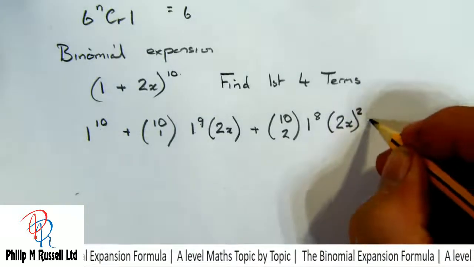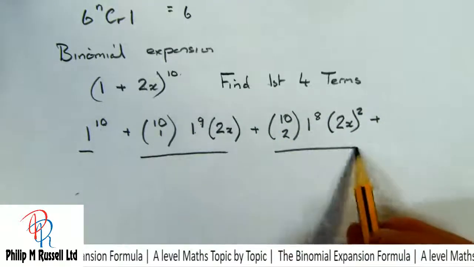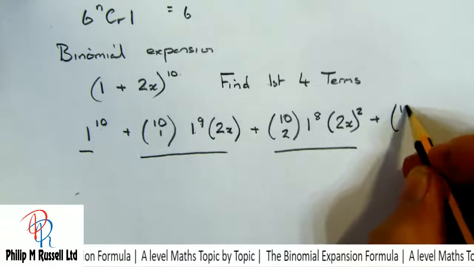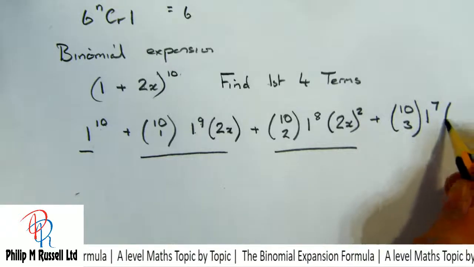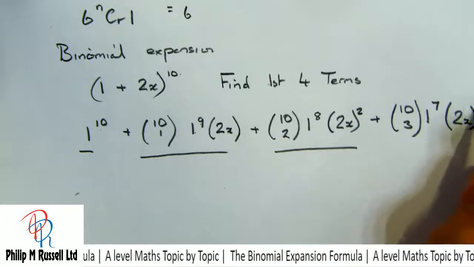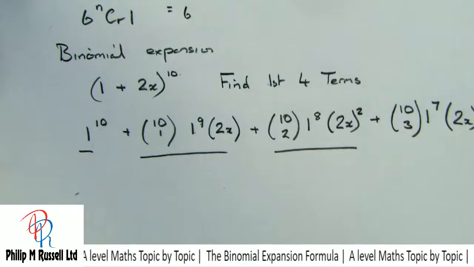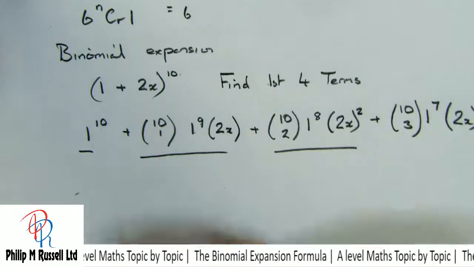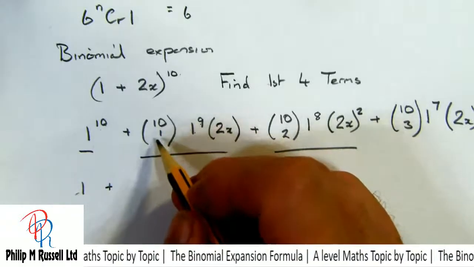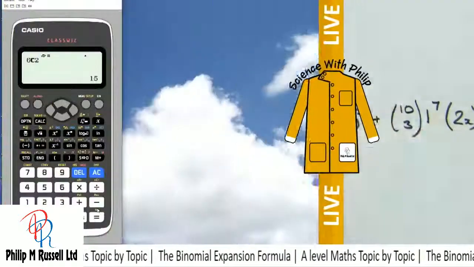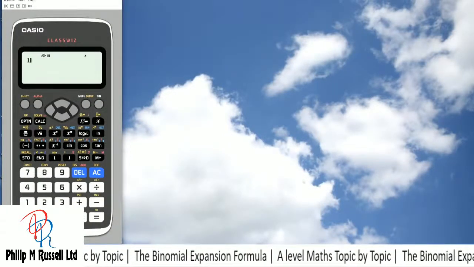Let's do one more term, because we're asked to find the first 4 terms. So there's our first, second, third. Let's find our fourth. This is going to be 10 choose 3, 1 to the 7, and this is going to be 2x all cubed. So now we need to work out what some of these are going to be. Well, 1 to the 10 is easy, that's 1.